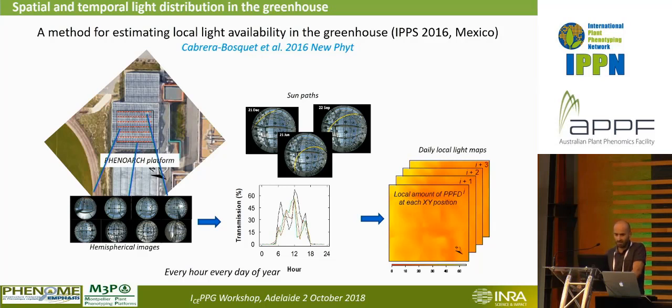This is a method for mapping the local light in a greenhouse by using hemispherical images. So we can take hemispherical images, we can simulate the sun paths for every hour, every day of the year, and then we can calculate how this maps for every day of the year.